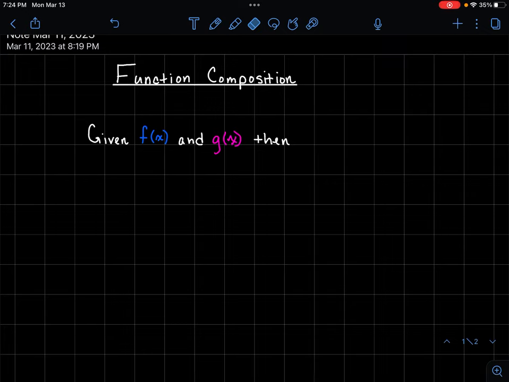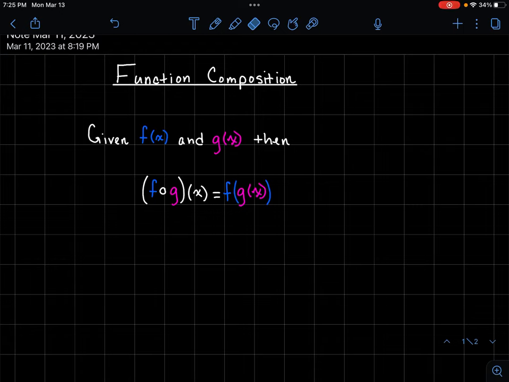Say you're given two different functions. We call those functions f and g of x. Then the following applies. We get the circle that symbolizes function composition. It looks like it might be a multiplication dot, but it is not. We are not multiplying here. This is equivalent to the following statement, that we're going to take one function and plug it into the variable of a second function.